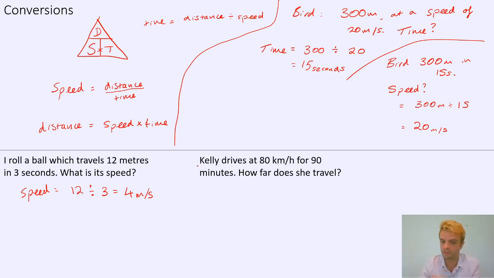The second question is the one I said was a bit more complicated. If Kelly drives at 80 kilometers per hour for 90 minutes, how far does she travel? What I need to do to work out how far she travels, which is distance, is speed times time. However, like I warned you earlier, I can't answer this question correctly if I leave that as 90. What I'm going to have to do is convert that 90 into hours.